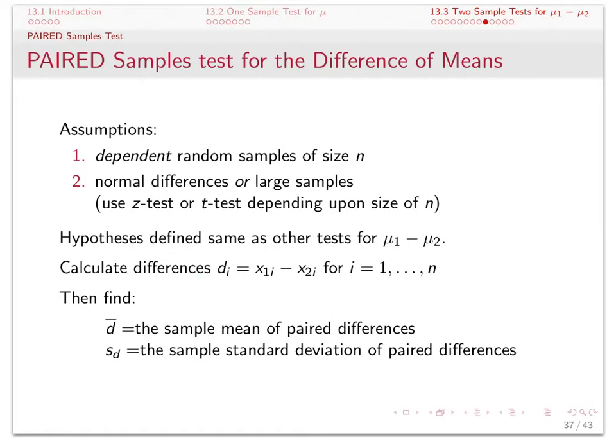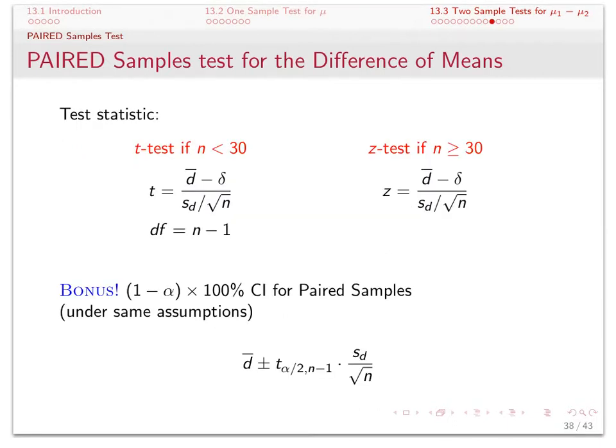So if we revisit our assumptions, that second assumption is that we're working with normal differences, meaning that we're looking at this d_i random variable, and if it turns out that it has a normal distribution, then we can make use of the appropriate test. Or if we don't have a normal distribution for the d_i variable, then we hope that we at least have large samples. Now let's talk about the test statistic.